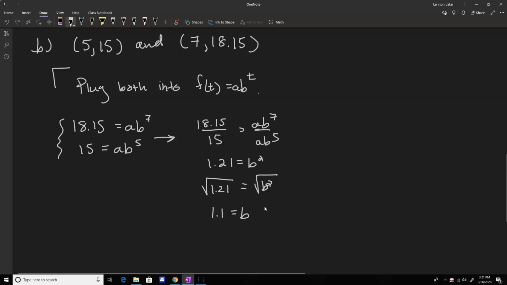So in this case, once we solve for b, we're not done. A is not given to us immediately, so we need to look at the form of our equation, which is f of t equals a times 1.1 to the t power, and then we can plug in either of the 2 points. So I'm going to plug in 5, 15. So 15 replaces f of t, and 5 replaces t. So let's go ahead and write that.